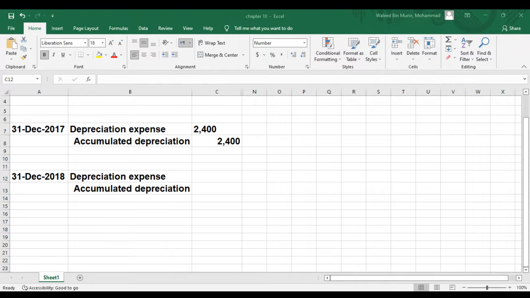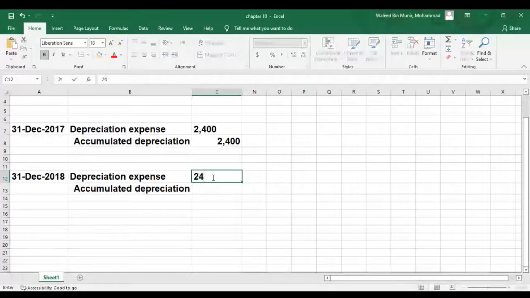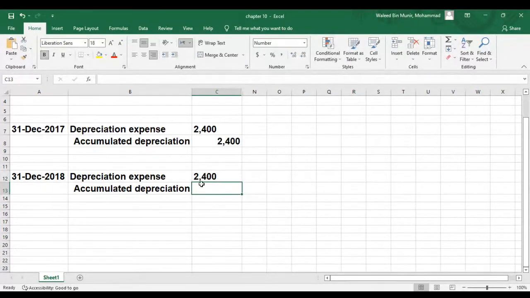Abdullah Hussain Gahtani. Can you tell me what will be the amount? Yes, what will be the amount here? Depreciation expense for 2018. What should I write here as a debit? Yes, anyone else? Depreciation expense. What should be the amount here for 2018? Okay, let's say 2,400. And credit, what should be credit?